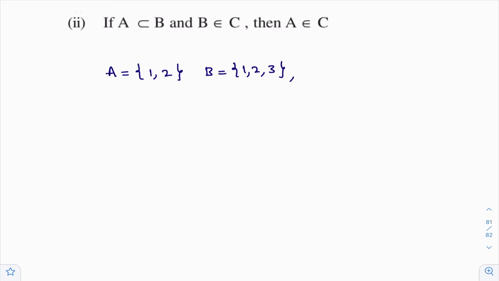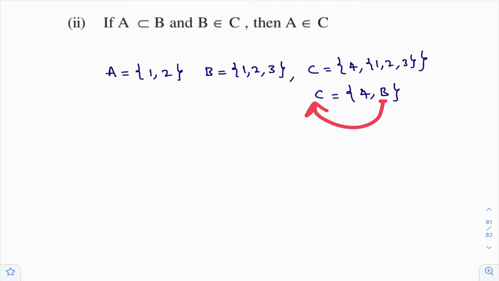And they are saying that B belongs to C. I will consider set C in such a way that set B is there in it. You observe here, in set C, how many elements are there? In set C, 2 elements are there. One is the element 4, another one is set B. B belongs to C. Please try to understand. The same set C you can write like this: C is 4 comma, and this set is nothing but B. You can observe here, B belongs to set C.